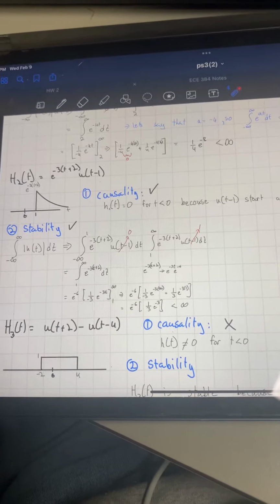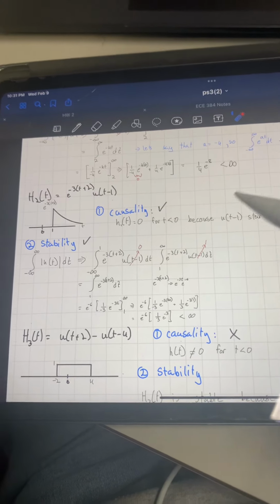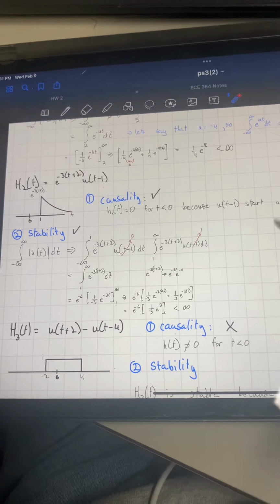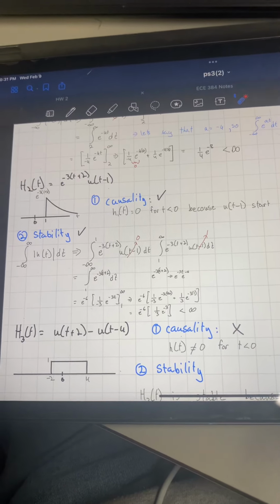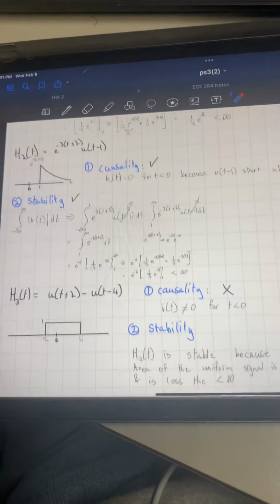h2 of t is essentially the same thing, and we follow the same process, where we can also see that it is stable and it is causal.